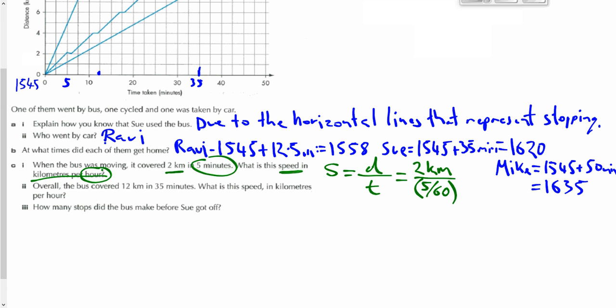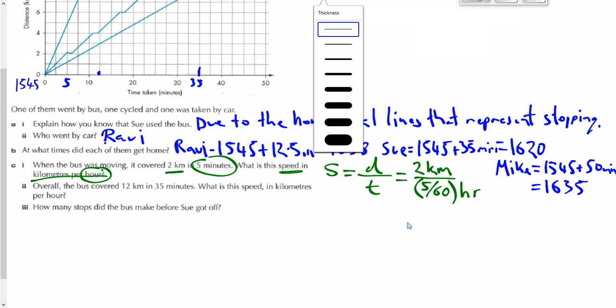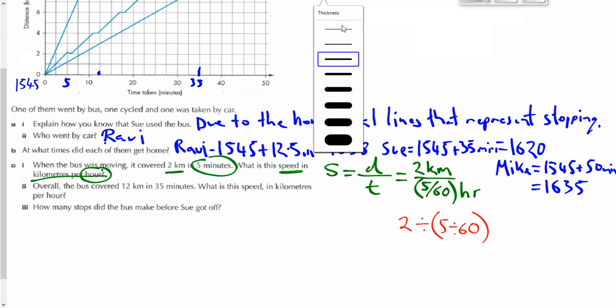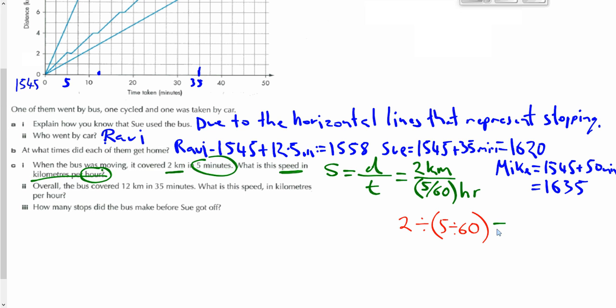Now, you can use your scientific calculator to solve this. This will be nice and simple. All you have to put into your calculator would be 2 divided by, in brackets, 5 divided by 60. If you put that into your calculator, that will be equal to 24 kilometres divided by hours, which we can just write as per hour. So that's this one here.